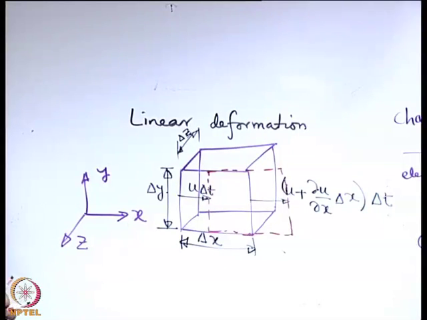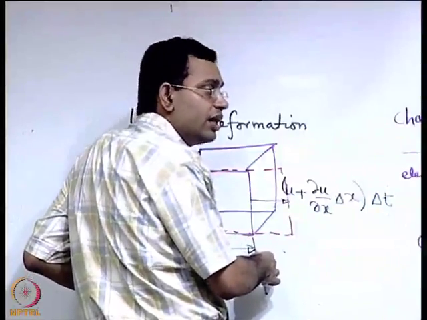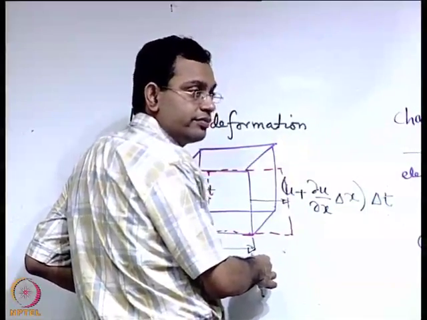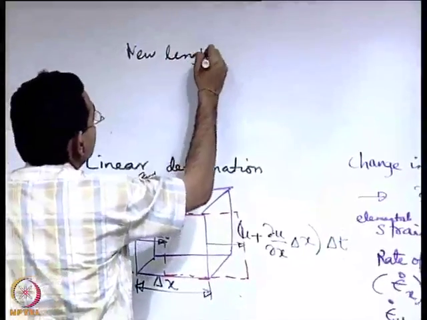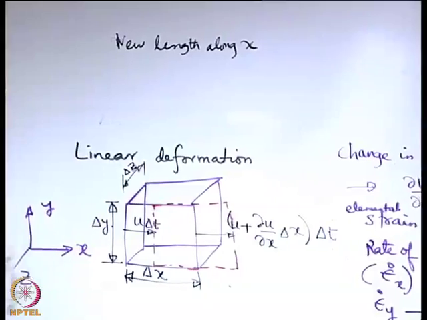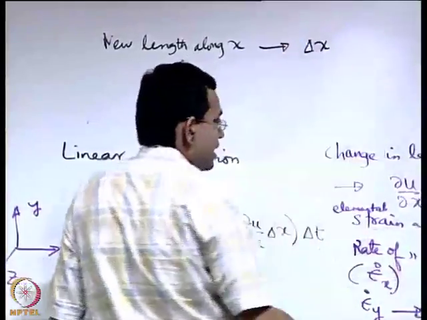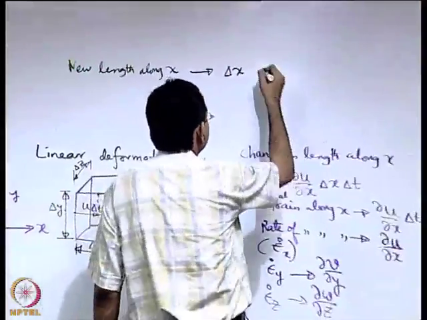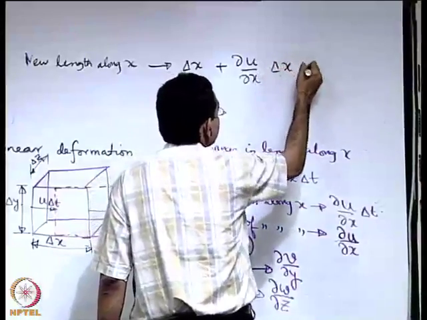Now what is the new length? So we are interested to get the new volume. So what is the new volume? The new volume is new length along x into new length along y into new length along z. So what is the new length along x? That is the old length plus the change. So the old length is delta x plus the change is this one.